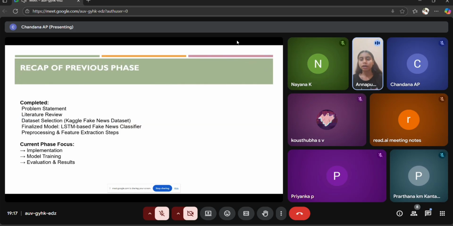After analyzing it, we finalized LSTM as our model since it understands word sequence and context effectively. We also performed pre-processing, which included cleaning, tokenization, and lemmatization to prepare the text for training. In this phase, we focus on implementation, model training, and evaluation using metrics like accuracy, precision, recall, and F1 score. Now, the second slide is all about system architecture.